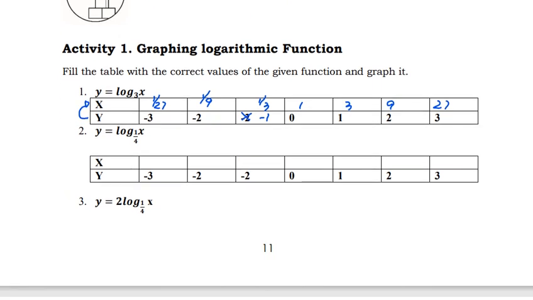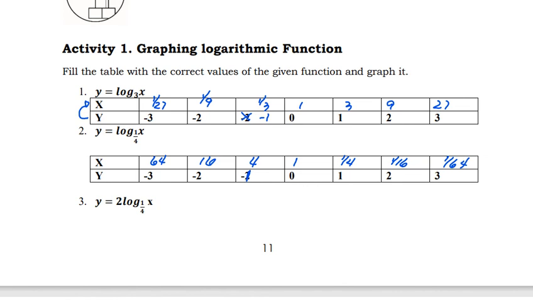But when we look at this one, 1/4 raised to the power of negative 3 is equals to 64. Yeah, kasi that is 4 to the negative 1 to the power of negative 3. That is 4 cubed. That is 4 times 4 times 4, 64. Then we have 1/4 raised to the negative 2, that is equal to 16. And for 1/4 raised to the power of negative 1, that is equal to 4. And 1/4 raised to the power of 0 is 1. 1/4 raised to the power of 1 is 1/4. To the power of 2 is 1 over 16. To the power of 3, that is 1 over 64.